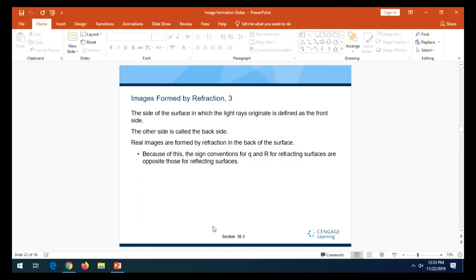The side of the surface where the light rays originate is defined as the front. The other side is the back. And real images are going to be formed on the back of the surface. So if we think about that definition, could I put a piece of paper there? If I could fit the piece of paper in my glass, I would actually have it shine on a screen. So it makes it real. And because of the sign conventions, the refracting surfaces are opposite of the reflecting surfaces. So you have to keep track of that.